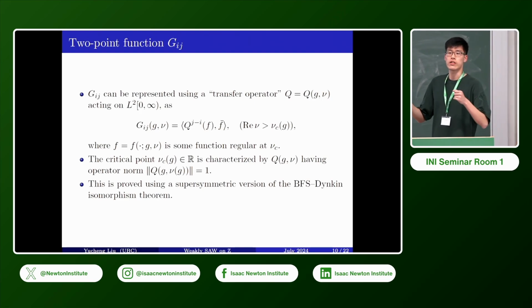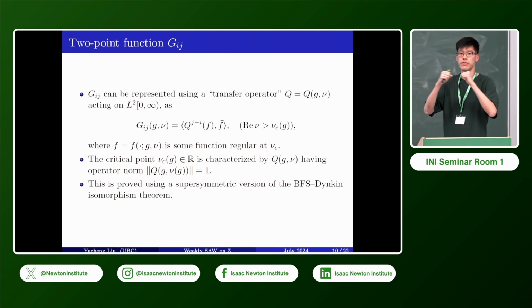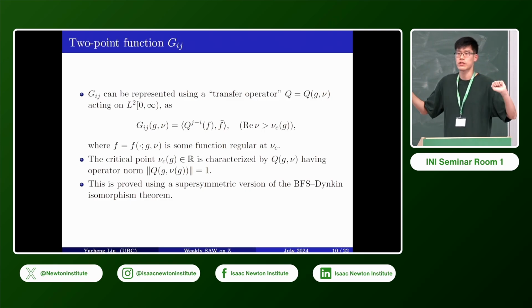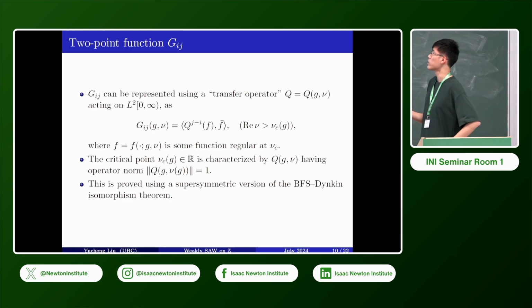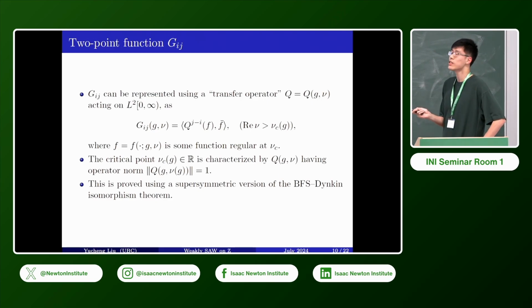for the one-dimensionality. This Q to the j minus i is really just like a transfer matrix that moves me from i to j. And the F is actually coming from the other two sides, the far ends of the model. So I have this inner product representation for my two-point function. And the critical point nu_c is characterized by my operator Q having operator norm exactly 1. It's something that we can get out of this model.